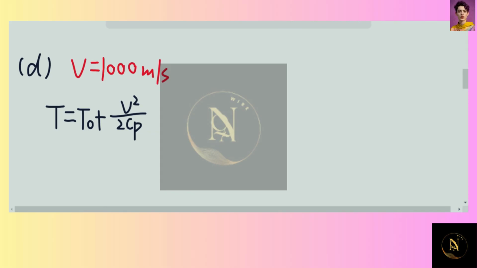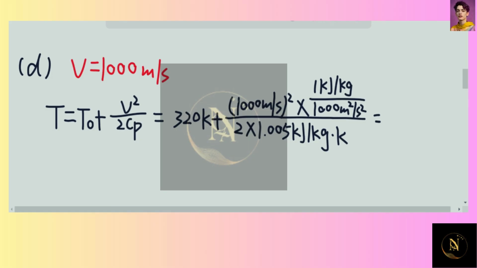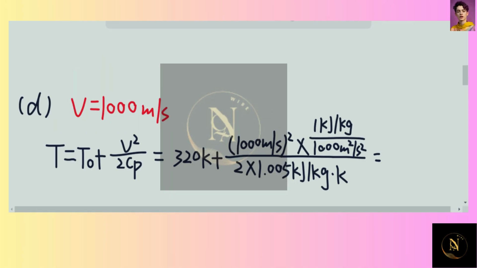And then if the velocity is equal to 1,000 meters per second, we'll have the stagnation temperature equal to 320 Kelvin plus 1,000 meters per second to the power 2, and then times 1 kilojoule per kilogram over 1,000 meters squared per second squared, and then divide by 2 times 1.005 kilojoule per kilogram times Kelvin, and this will give us a temperature of about 817.512 Kelvin. And these are the answers for this question.